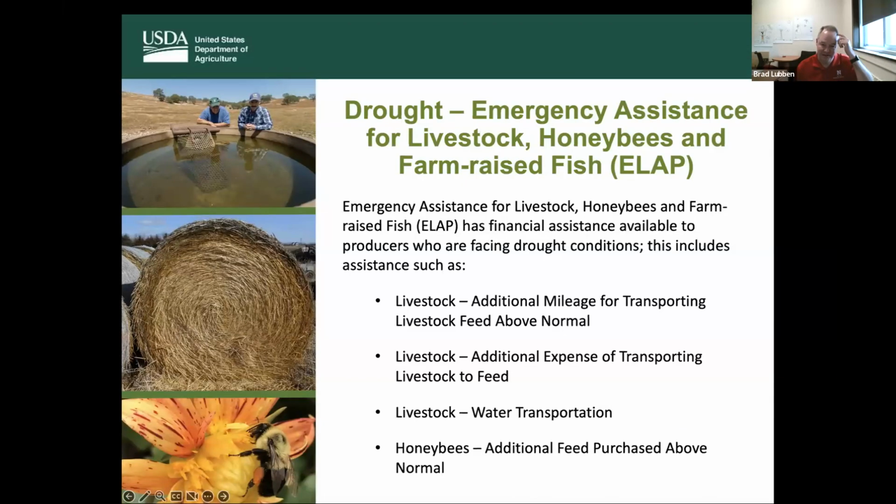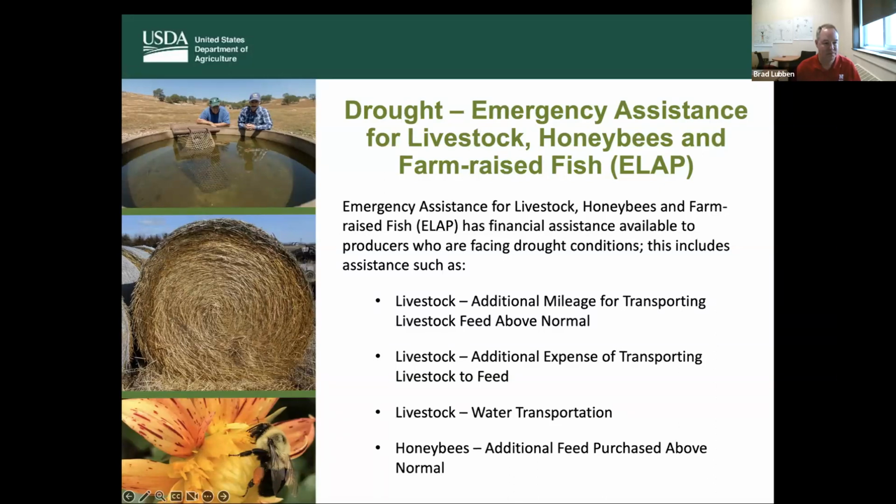Okay, perfect. So the next here, what we're going to talk about is ELAP, which is the Emergency Livestock Assistance Program. And what ELAP is designed to do is provide financial assistance to producers facing drought conditions. And this is a little bit different than LFP, where we're looking at the straight grazing loss and the loss of the forage. And here we're going to look at additional ways to compensate producers that are also suffering from drought conditions. So there's four main criteria that we would look at.